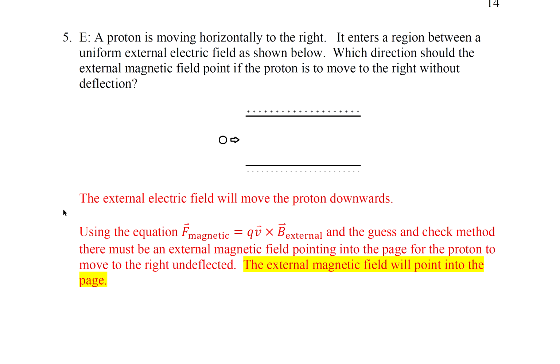So the fingers from your right hand point to the right, because qv is to the right. If the magnetic field is into the page, then our fingers bend into the page and our thumb is up. So the magnetic field is into the page.